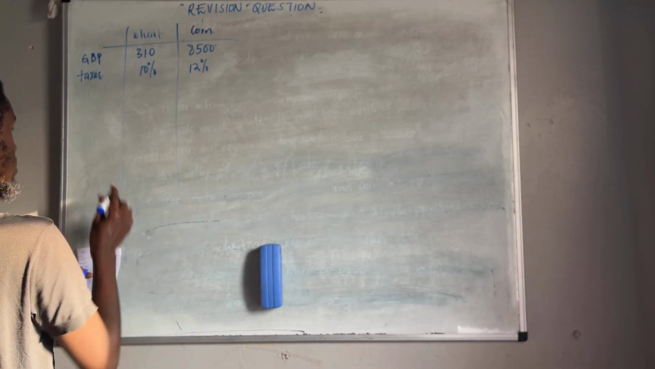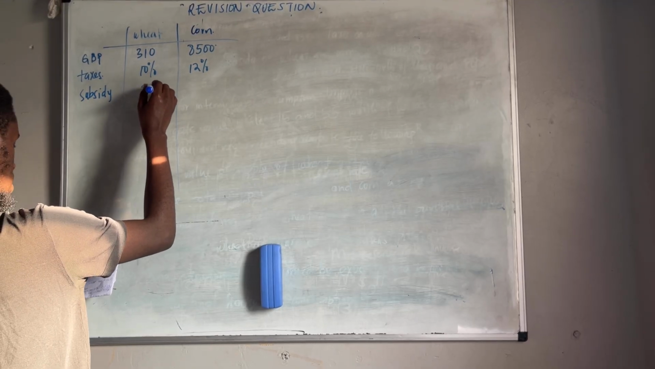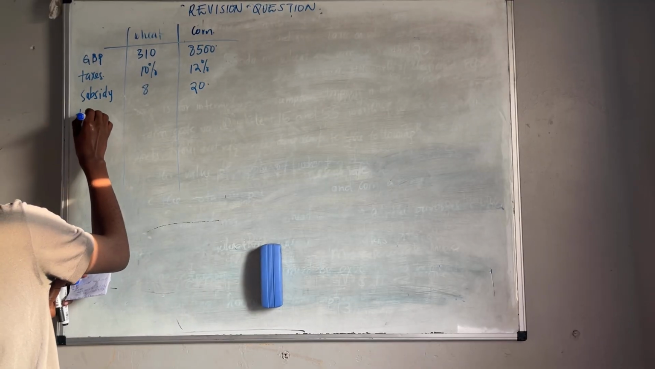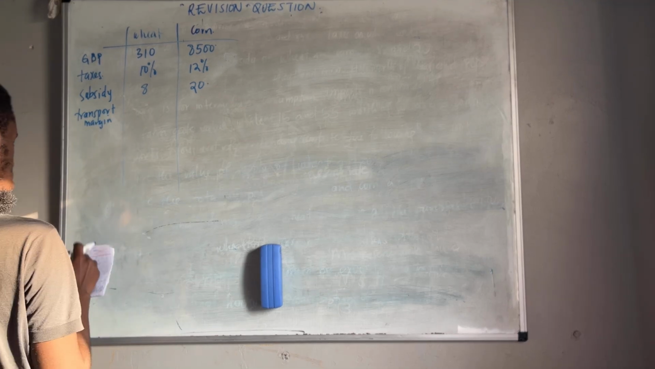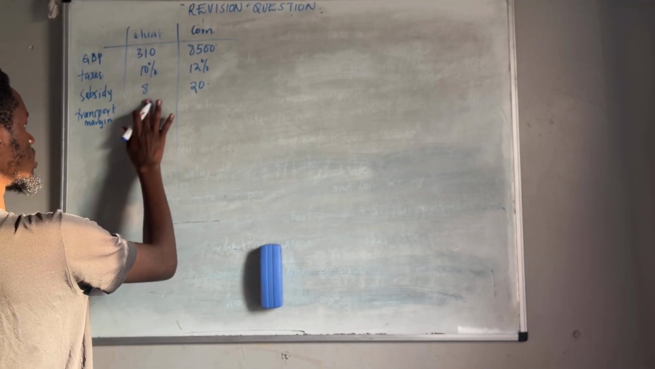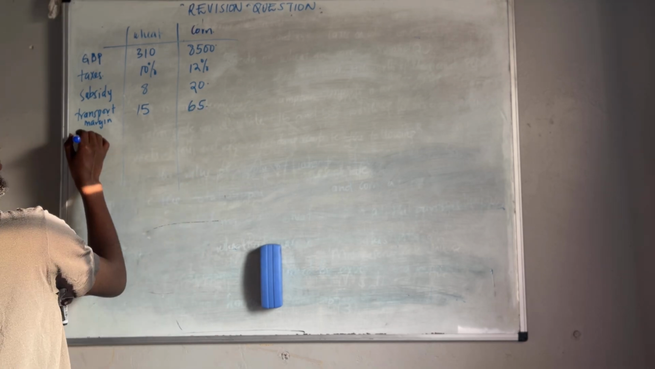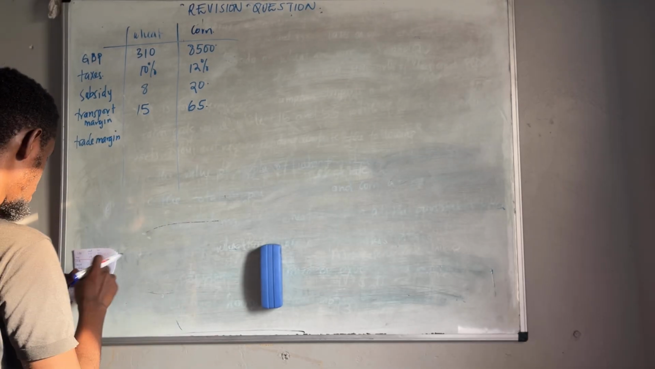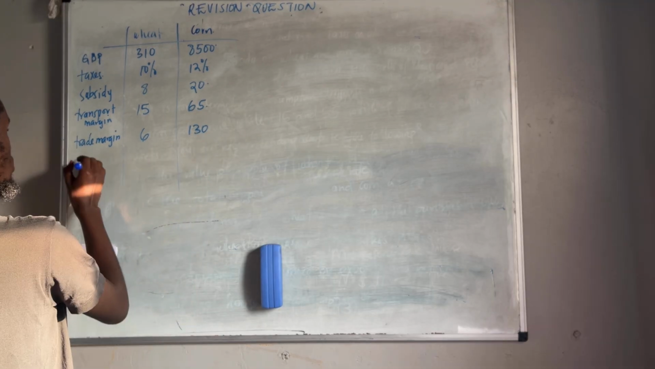And then they said we have subsidy on wheat. The subsidy is going to be 8 and 20 respectively. Then transport margin is going to be 6 and 130. Then transport is 15 and 65 respectively. Then trade margin, and then intermediate consumption.